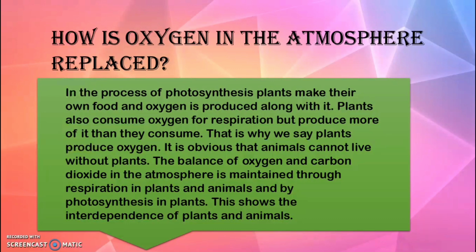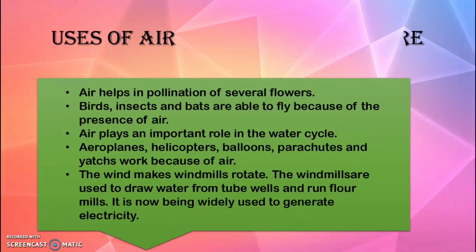How is oxygen in the atmosphere replaced? In the process of photosynthesis, plants make their own food, and oxygen is produced along with it. Plants also consume oxygen for respiration but produce more of it than they consume. That is why we say plants produce oxygen. It is obvious that animals cannot live without plants. The balance of oxygen and carbon dioxide in the atmosphere is maintained through respiration in plants and animals and by photosynthesis in plants. This shows the interdependence of plants and animals.